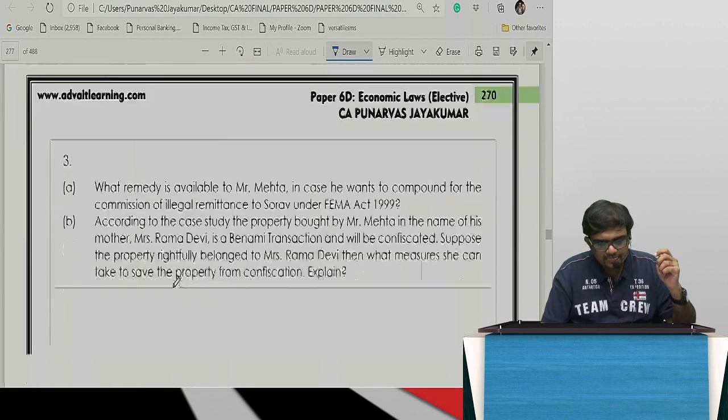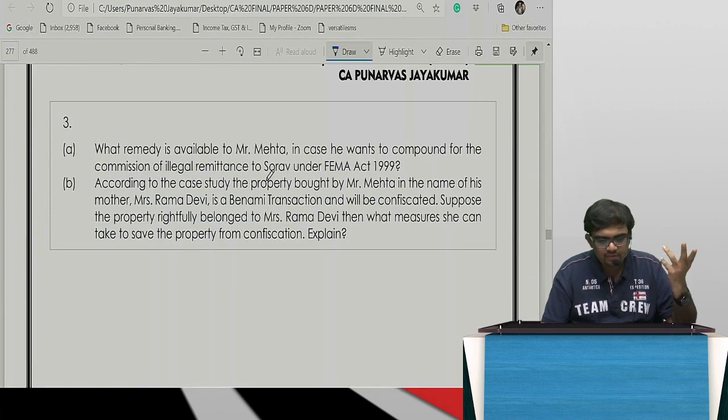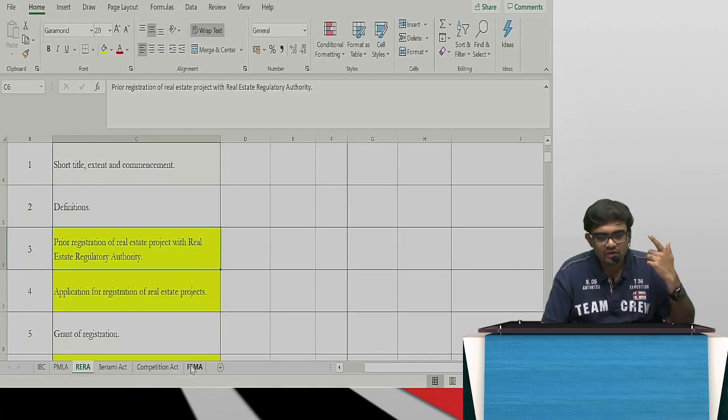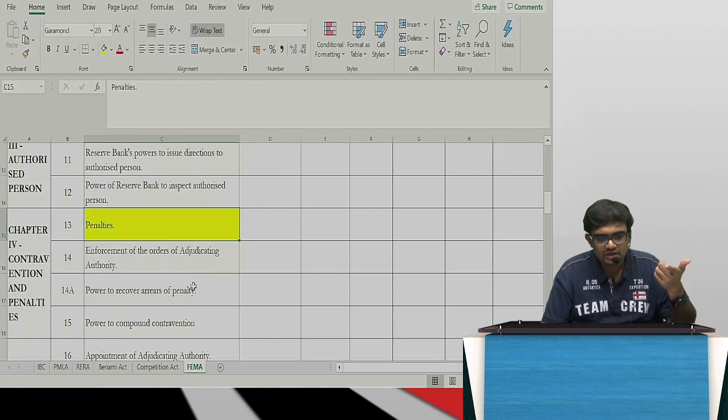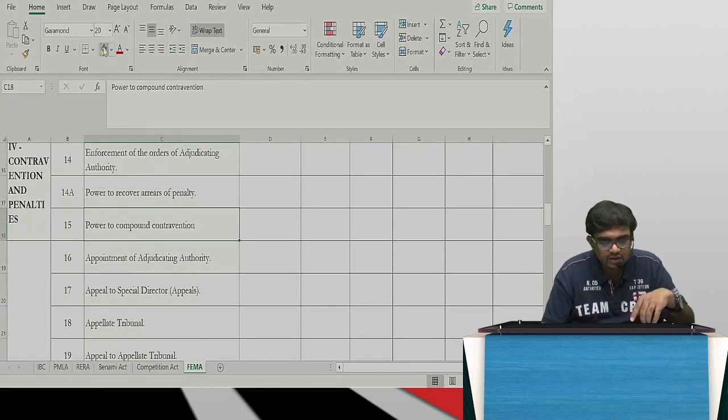Then lastly, what remedy is available to Mr. Mehta for compounding of offences? Again, you go to FEMA. The word compounding is already there. Automatically I figured out it is in section 15. Section 15 of FEMA it comes under.